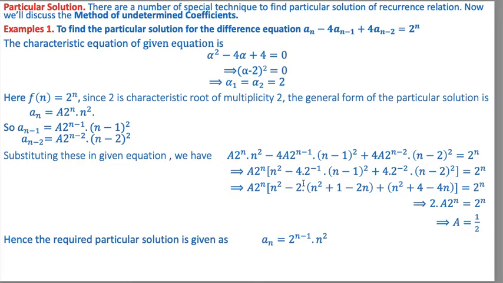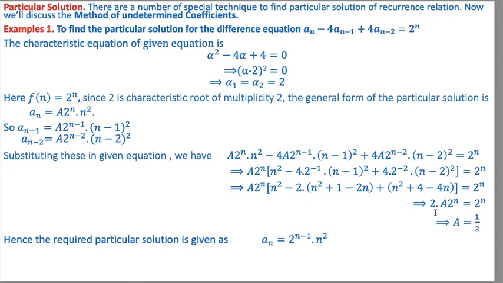2 raised to power n will cancel on both sides. So we are left with a. And here n square minus 2n square plus n square. It means n square and n square is 2n square, and minus 2n square will cancel out. Then minus 2 and minus 2n, this is plus 4n. Here we have minus 4n. These will cancel out.